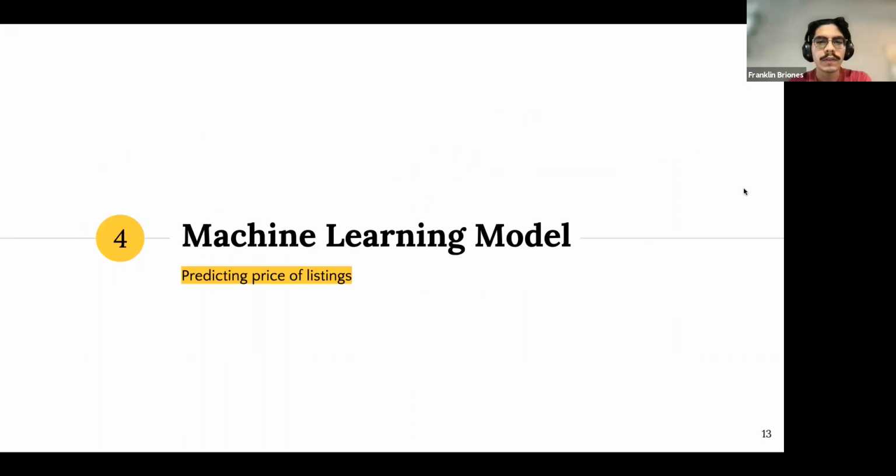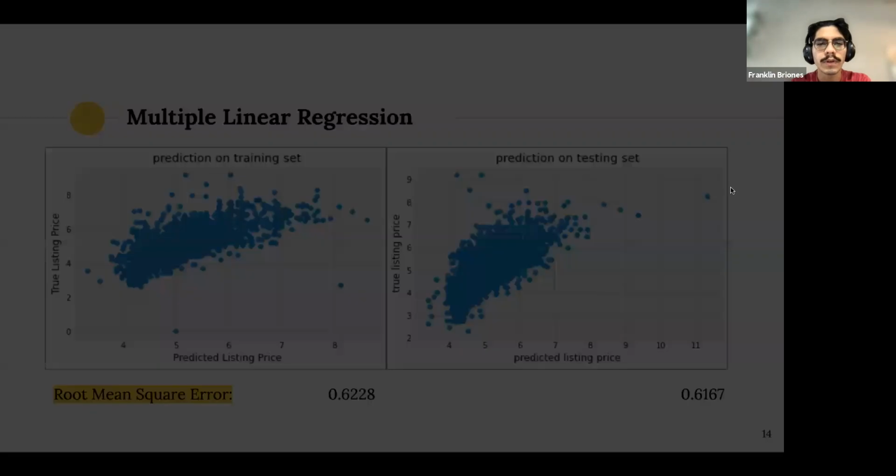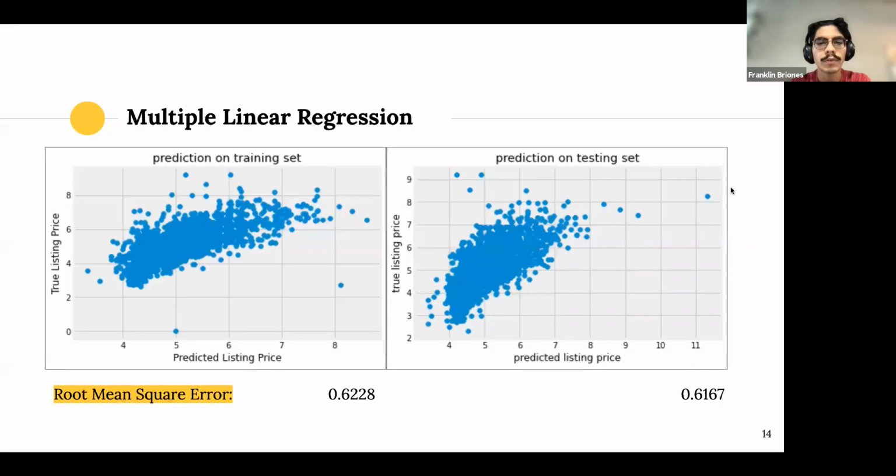After understanding the dataset, we set out to build a machine learning model to predict the price of a listing based on other parameters of that listing. And after exploring various models, we decided on a simple multiple linear regression model. Here we can see the implemented model to predict the logarithm of a price of a listing based on various parameters. On the left, the training set, and on the right, the testing set.